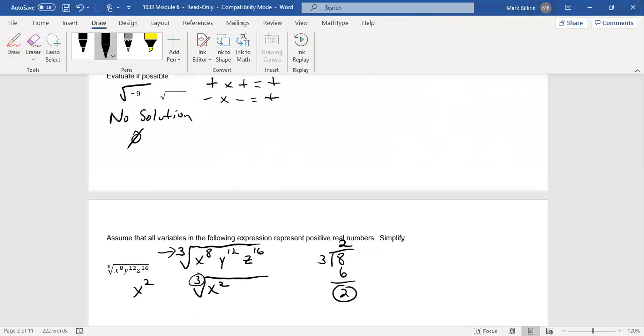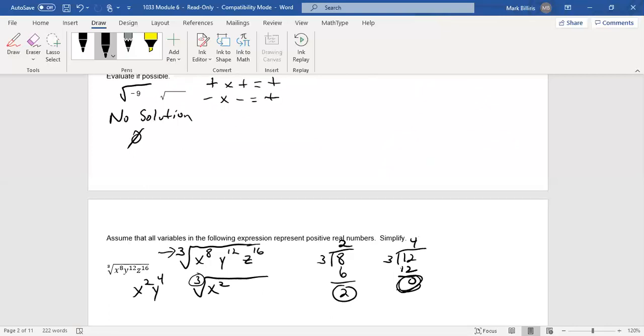So the next one, I'm going to look at my y. I'm going to have 12, which is my exponent of y, divided by my index. So 3 goes into 12 4 times with a remainder of 0. That means I can take out 4 factors of y and 0 remain underneath.